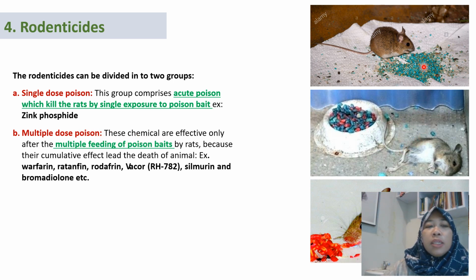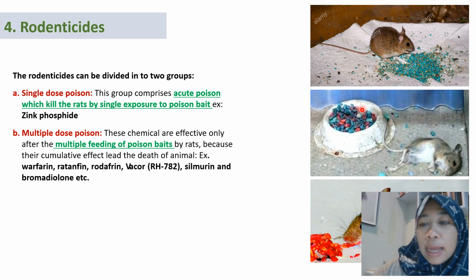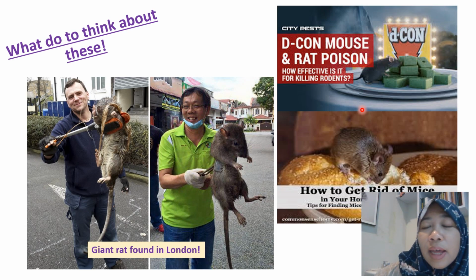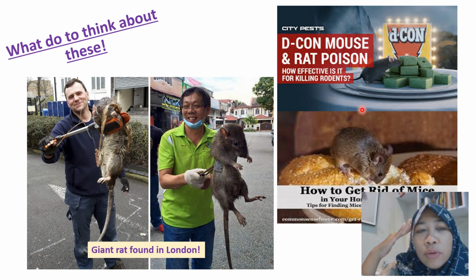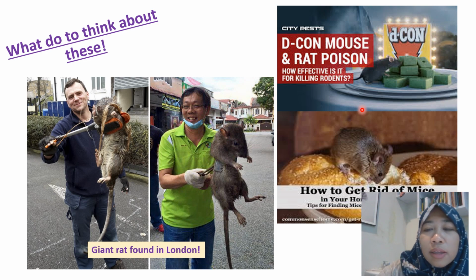This is multiple dose poison, as you can see in the picture. And I think our meeting today is enough. Okay, this is the last thing. There is a picture: giant rat found in London. How big is this rat? Oh my god. I couldn't imagine if this rat entered Indonesia.